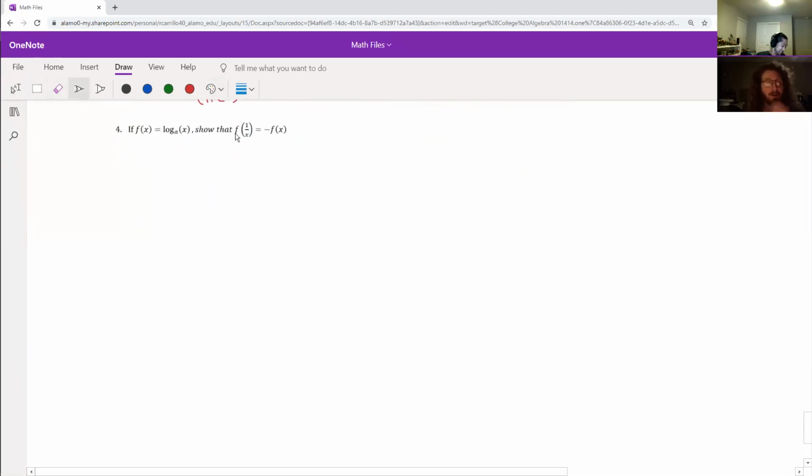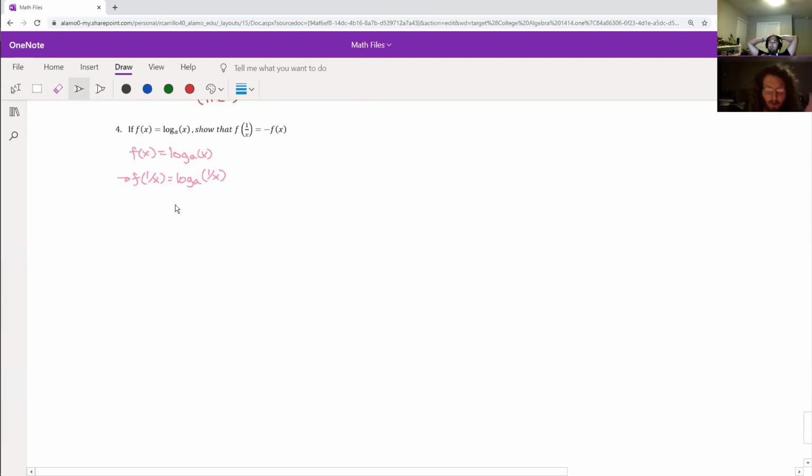Okay. If f of x equals log base a of x, show that f of 1 over x equals negative f of x. Okay, well, that's not that hard. Just plug in 1 over x. So we have f of x equals log base a of x. So this naturally gives us f of 1 over x will equal log base a of 1 over x, right?